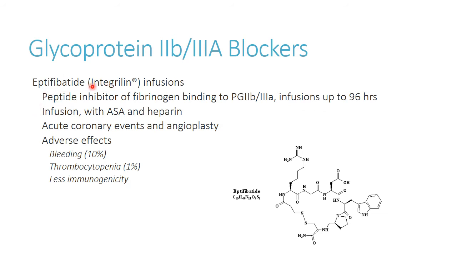Next, we have eptifibatide or Integrilin. This will also be an IV infusion. Note here, this is not going to be a monoclonal antibody, so you do not have that kind of anaphylaxis risk as you might see with one of those. Again, this is going to be blocking that 2B3A receptor.